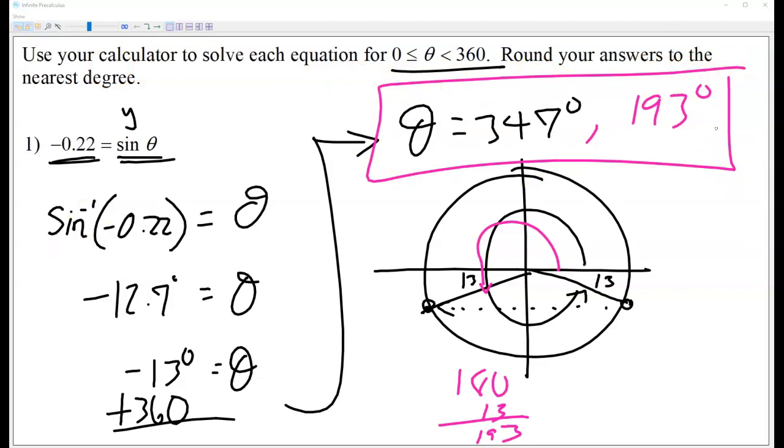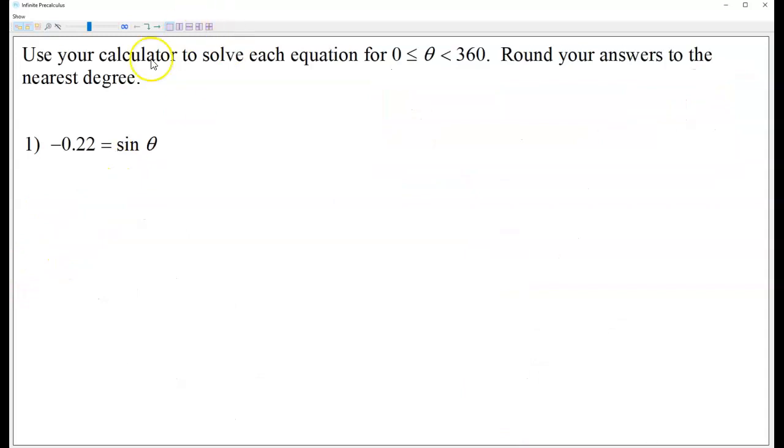So first, we do the arc trig function. The next thing we do is turn it into an angle between 0 and 360. From there, we graph it, and we use the symmetry to find the second answer. All right, let's go ahead and take a look at another one of these types of problems.